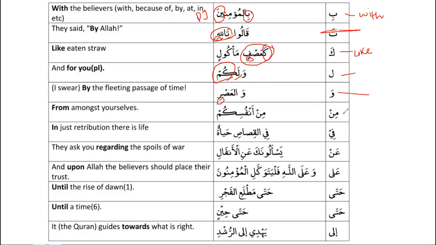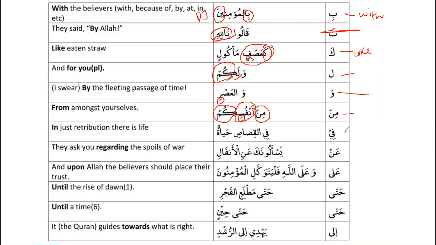Then comes min. It means from. And min is followed by anfusikum. Kum is another word, meaning antum, all of them. So now you can dissect the word: min is one word, anfusi is another word, kum is another word. The immediately following word is anfus, so min is making anfus jar status. The original word should be anfusu, but min makes it jar. So min anfusi means from the nafs.